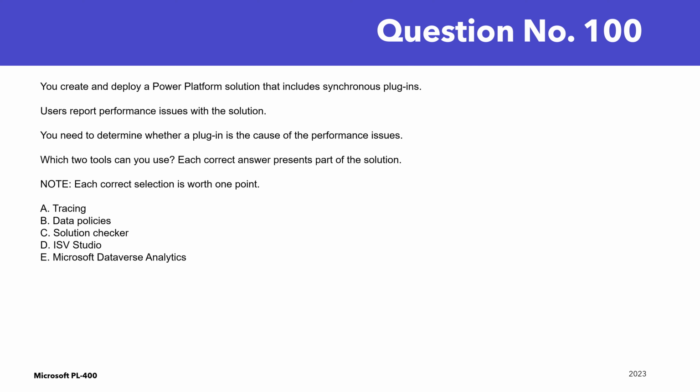You create and deploy a Power Platform solution that includes synchronous plugins. Users report performance issues with the solution. You need to determine whether a plugin is the cause of the performance issues. Which two tools can you use? Each correct answer presents part of the solution. Note, each correct selection is worth 1 point.